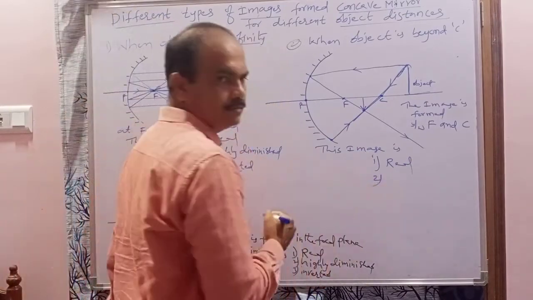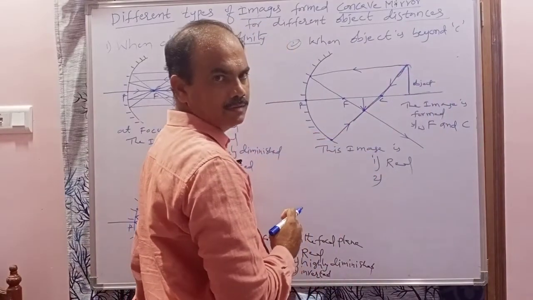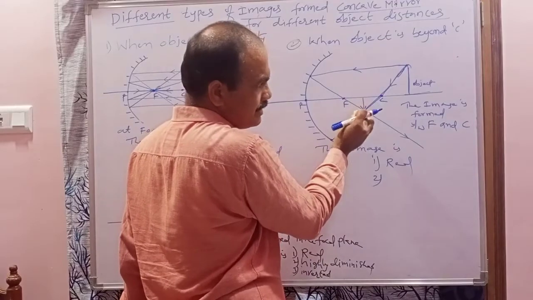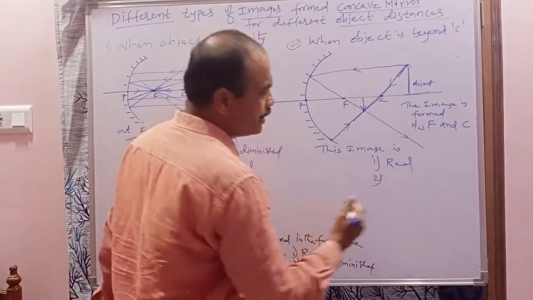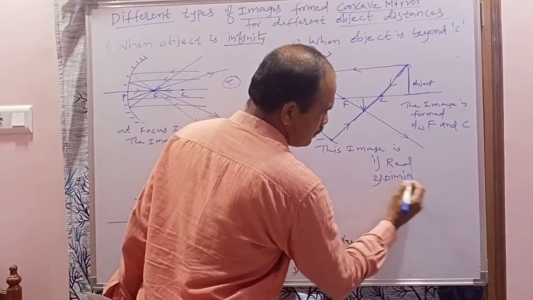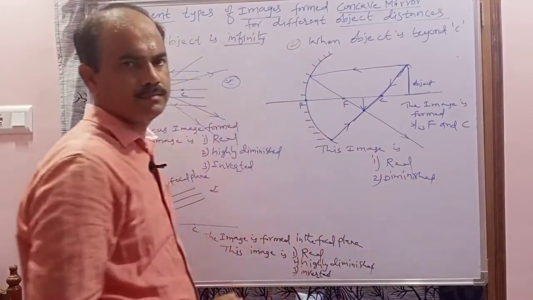And second one. So now this is the height of the object. Now this is the height of the image. So the height of the image is less than the height of the object. That's why it is called the diminished image.